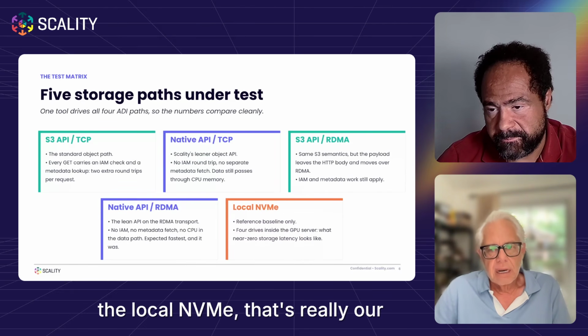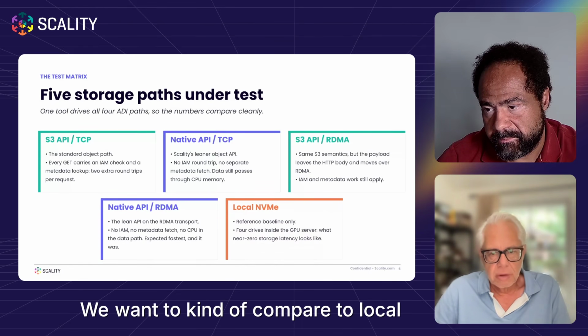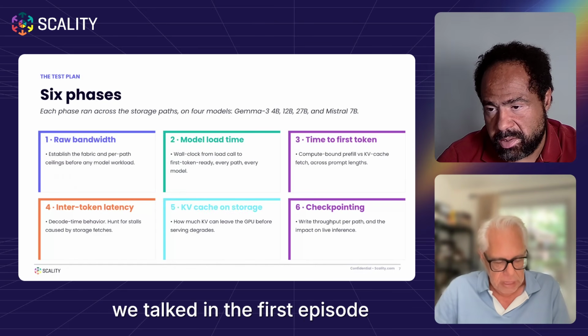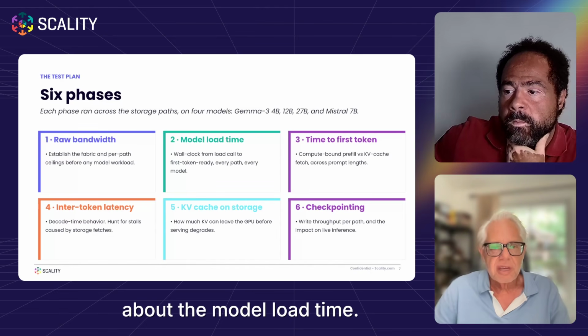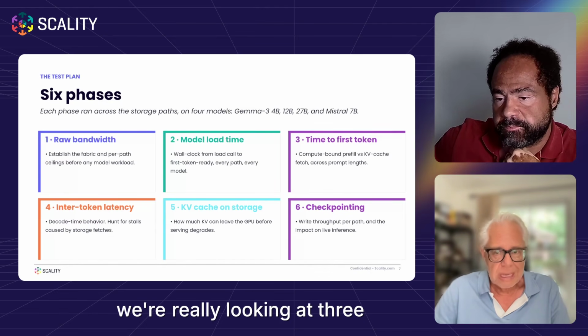Okay. The local NVMe, that's really our baseline, right? We want to compare local storage against very fast network storage over RDMA. All right. Excellent. We talked in the first episode about this specific test about the model load time. Here we want to talk KV cache, but we're really looking at 3 things, right?